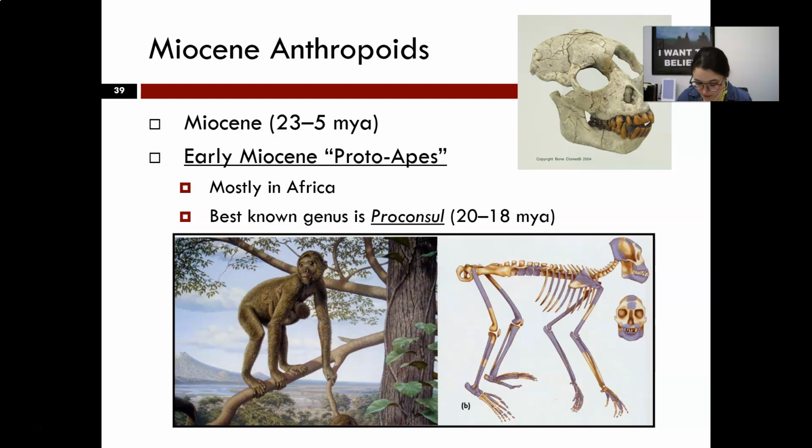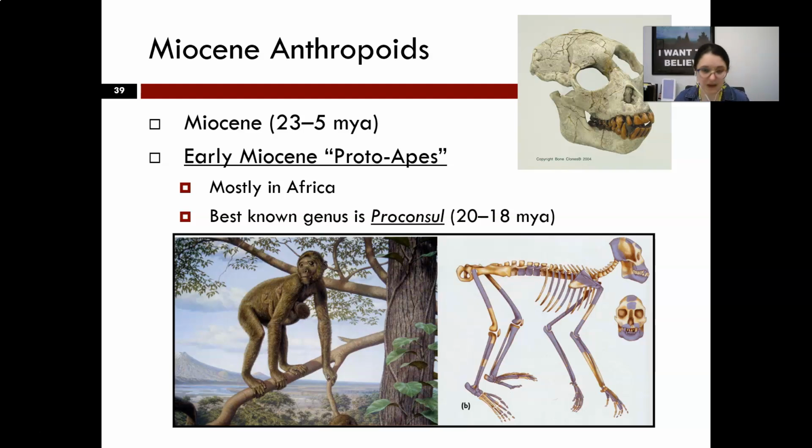So for the early Miocene, most of the fossils found are described as, again, proto-apes, and the majority of them do come from Africa. The best known genus is that which is represented here, Proconsul, dating between 20 and 18 million years ago. It lacks a tail, which is definitely a characteristic that we know most apes, or all apes, have today. It still was adapted for moving through the trees. It has this quadrupedal locomotion.